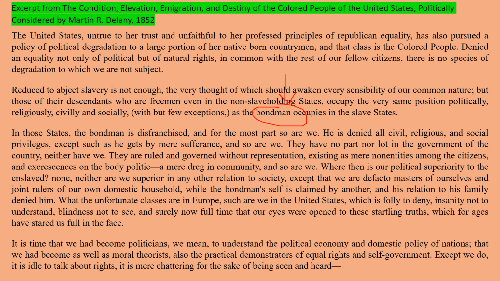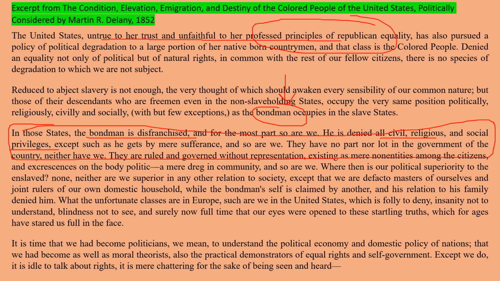We start off with this particular document. The United States, untrue to her trust and faith, unfaithful to her professed principles. So they're going right back to the Declaration of Independence, the ideals that the revolution was founded on. And then they look at some of these other issues down here, where it's suggesting that the bondsman is disenfranchised. He's denied all civil, religious, social privileges. And what they're trying to do here is just outline all of the rights denied. These are rights that are being denied to the bondsman.